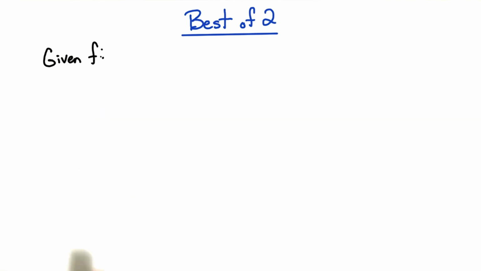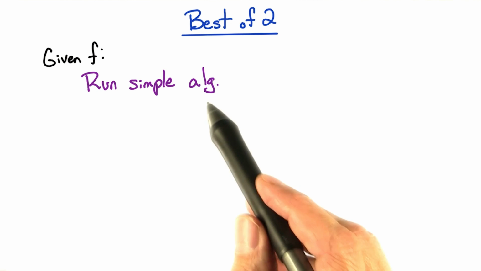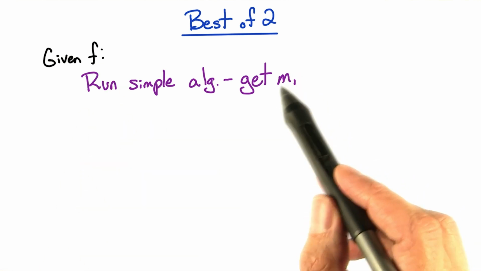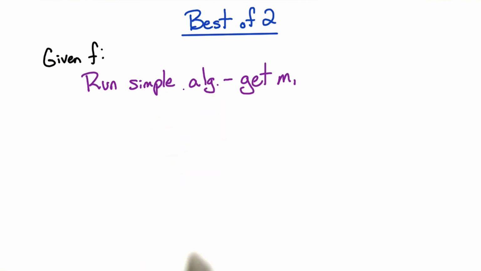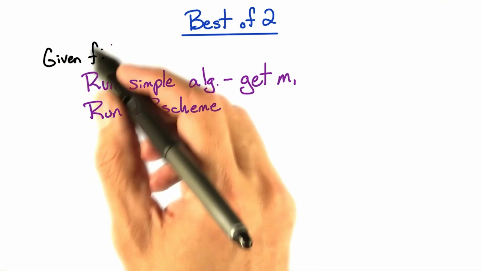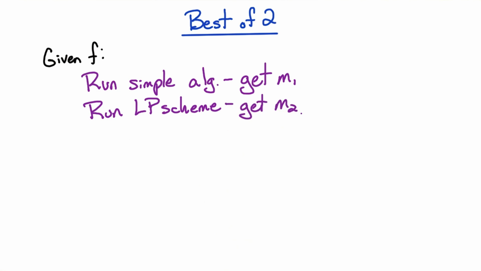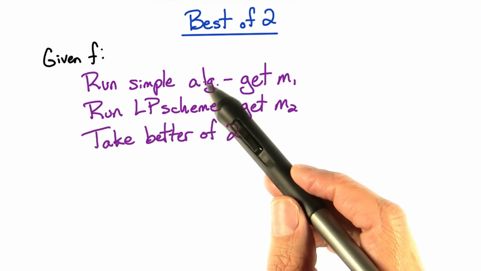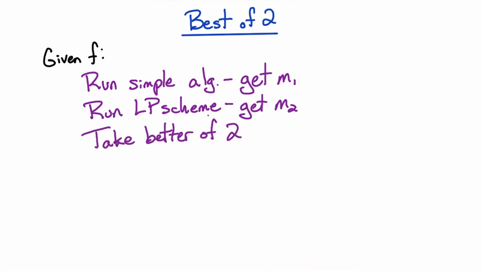Take our input formula f. We first run the simple randomized algorithm, which assigns each variable true or false independently with probability 1/2. We get an assignment which satisfies, let's say, M1 clauses of f. So M1 is the number of clauses satisfied by the simple randomized algorithm. We also run the LP-based scheme, and we get an assignment. We look at how many clauses are satisfied by that assignment. Let's say it satisfies M2 clauses. Whichever of these two is better, we take that assignment. So we look at both of these assignments, and we take the better of the two.